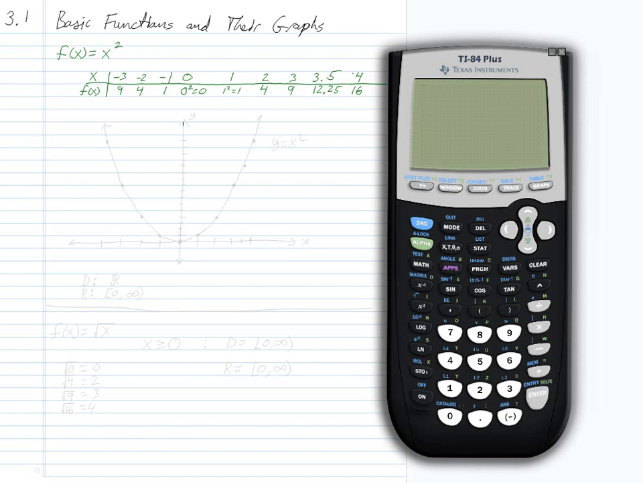So with these points, we'll start trying to come up with a graph. Our function does not give us any negative outputs, so I will expose more of the upper half of the xy plane. If we plug in 0, we got 0. If we plugged in 1, we got 1. Plugging in 2 gave us 4. Plugging in 3 gave us 9.